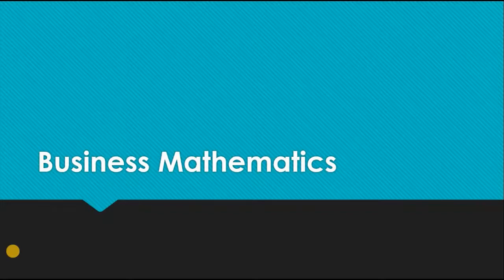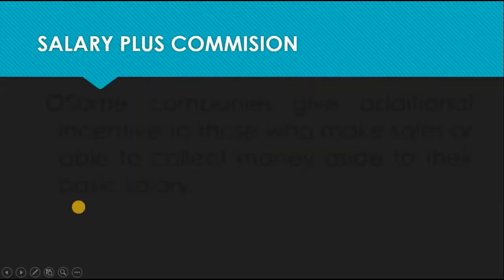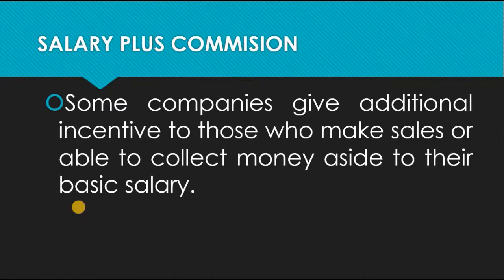We are done with the first two types of commission. Let's proceed to the other types of commission. For the third type of commission, we have the salary plus commission. Let's take a look at how salary plus commission differs from the first two types of commission, namely graduated commission and the straight commission. By definition, some companies give additional incentive to those who make sales or are able to collect money, aside from their basic salary.